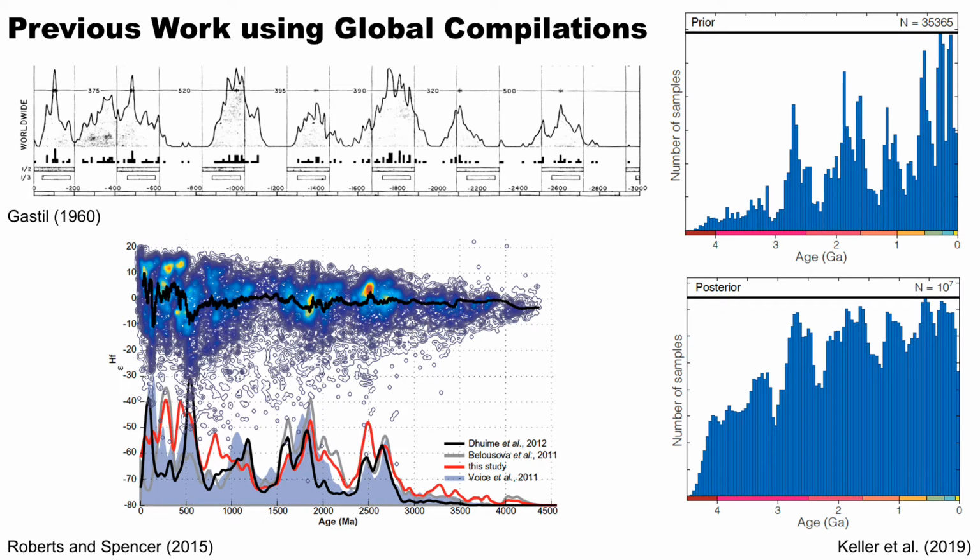Now, more recently, Keller and others have attempted to normalize the sampling in the database by taking the existing data and resampling it inversely to data density, so resampling the troughs in the upper right diagram more than the peaks. What they obtain is a modified database, which they've used to argue for a global phenomenon to explain that negative isotopic excursion in hafnium in the late Neoproterozoic.